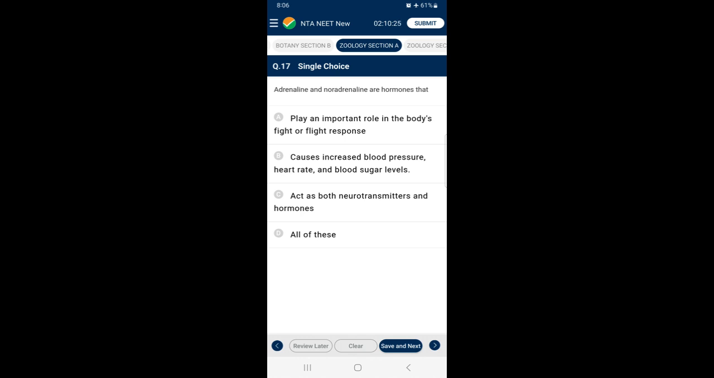Question number 17. Adrenaline and noradrenaline are hormones. Epinephrine is always called adrenaline and norepinephrine is always called noradrenaline. They act as both neurotransmitters and hormones in the body. They both play an important role in the body's fight or flight response, and when they are released into the bloodstream they cause an increase in blood pressure, heart rate, and blood sugar level. So the answer is option D. About adrenaline and noradrenaline hormones, all three statements are correctly given.